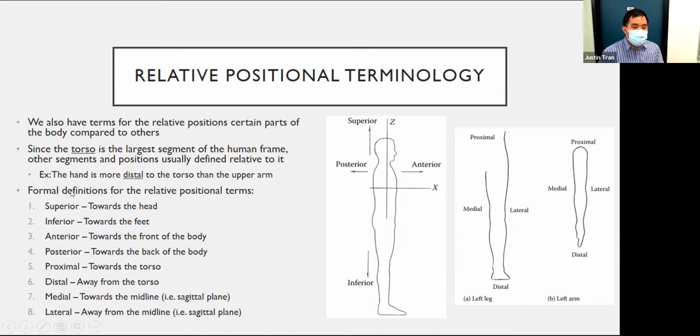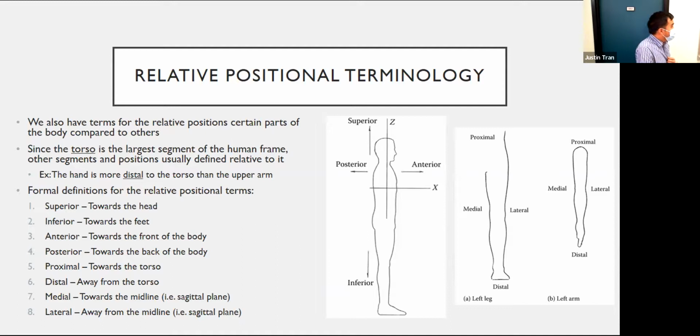When we say something is superior, we mean it's towards the head, and inferior means something that's towards the feet. As a very basic example, we can say that the shoulders are superior to your knee. If you look at the relative position of your shoulders, they're located closer to the head compared to your knees. The opposite is true too: the knees are located inferior to the shoulders. That's superior and inferior, and it's very straightforward: one's towards the head, one's towards the feet.